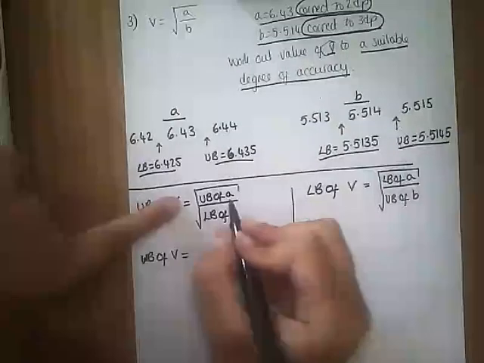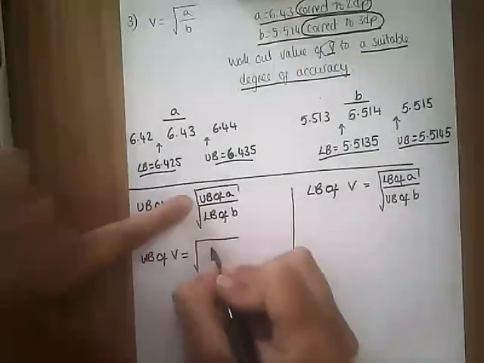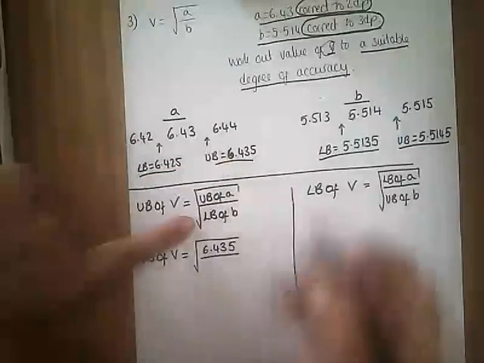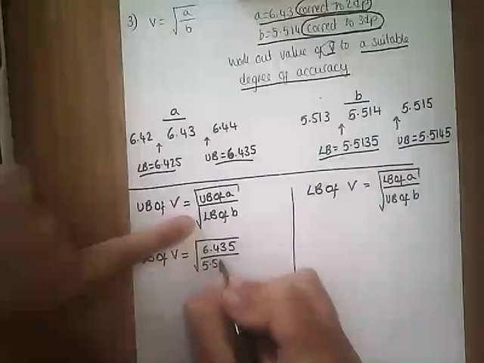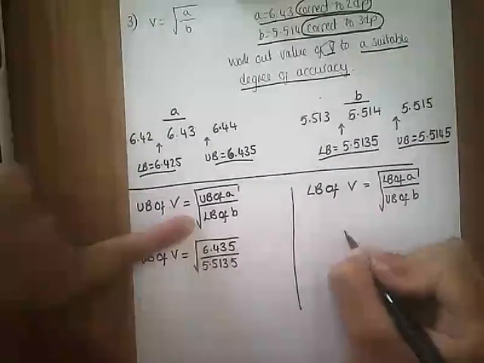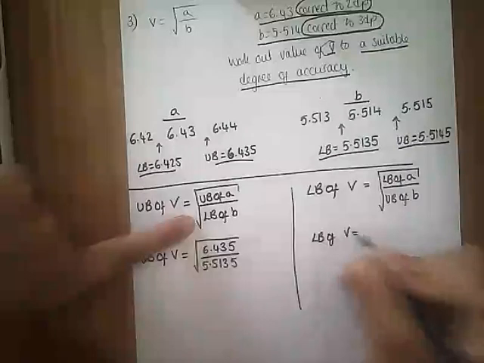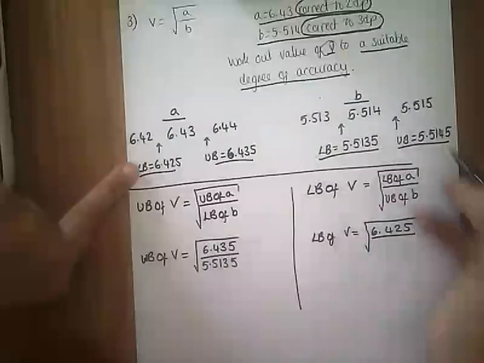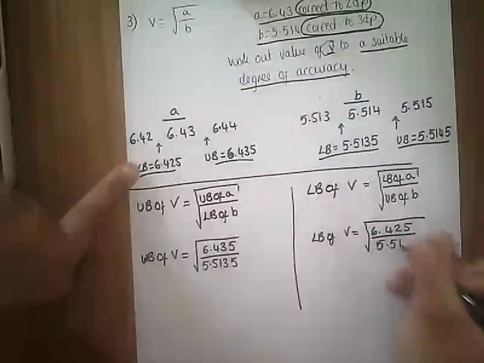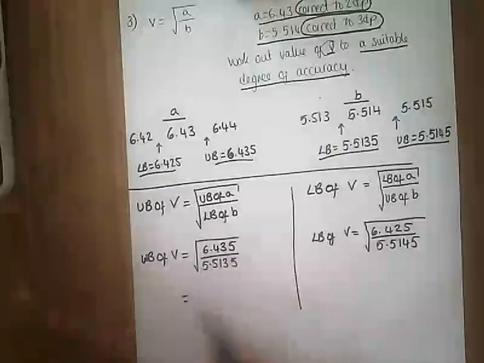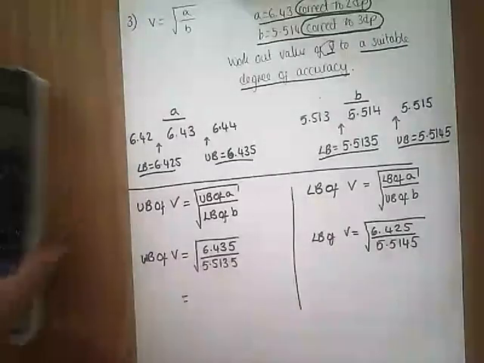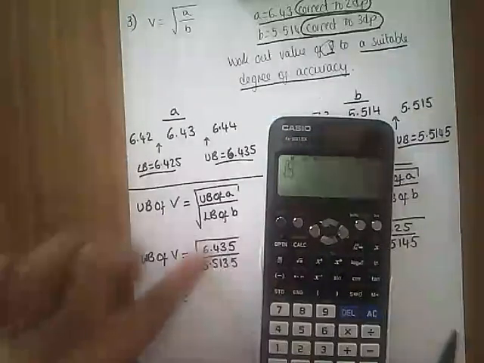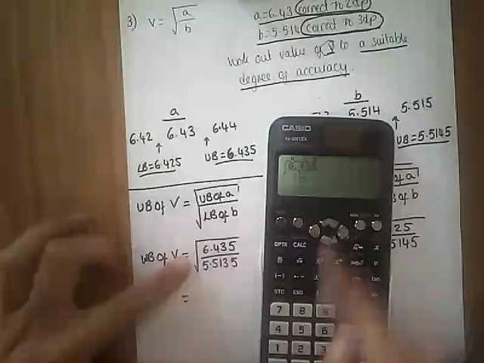So the upper bound of A, now this again is really important. They're going to give you the marks for putting in these numbers. So 6.435 divided by the lower bound of B, which is 5.5135. And over here, the lower bound of V is going to be the lower bound of A, which is 6.425, divided by the upper bound of B, which is 5.5145. Okay. You then need to pop them into your calculator. Now again, really important, you're obviously putting them into your calculator correctly, but you don't forget the square root sign. That's a common mistake as well, so make sure you put it in exactly as it is.